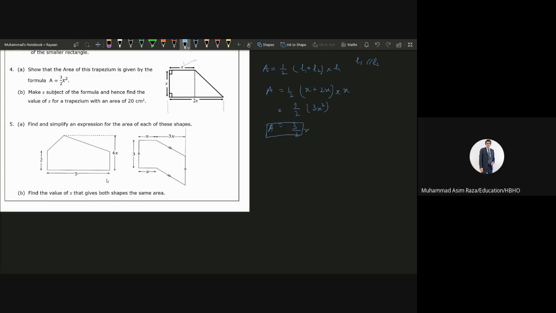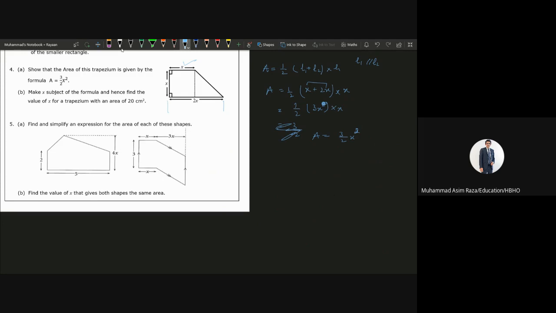So area is equal to 3 by 2 x cube actually, because I was supposed to write down x over here as well. So therefore I will write down A is equal to 3 by 2 x square. Sorry. So this was 3x because we were just adding these together. x plus 2x will be equal to just 3x. Then we have a height which is x. So it is now 3 over 2 x square.